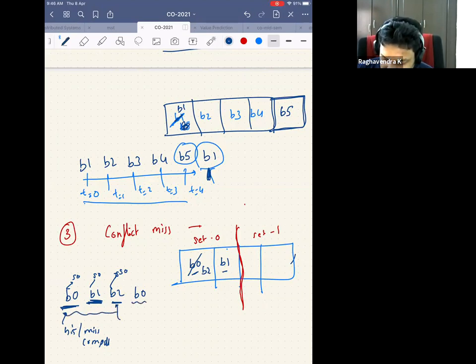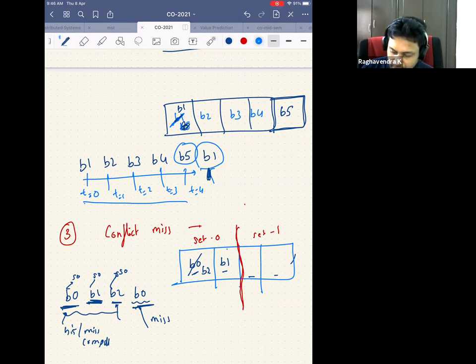Now when B0 is generated again, it is a miss. Why? Because B0 is no longer there because I had removed that and kept B2 in place of B0. Now this is a miss. Is it a capacity miss? No, right? Because I still have empty locations here. If this was not a two-way associative cache, this would not have been a miss.